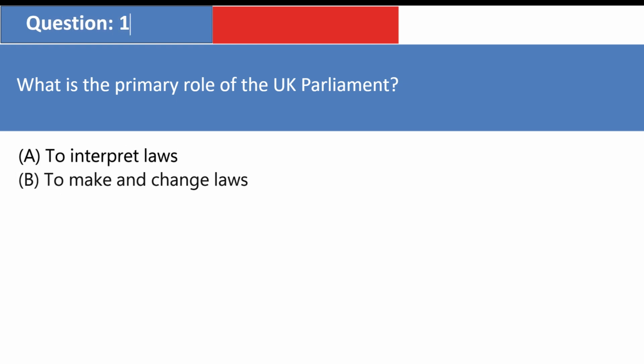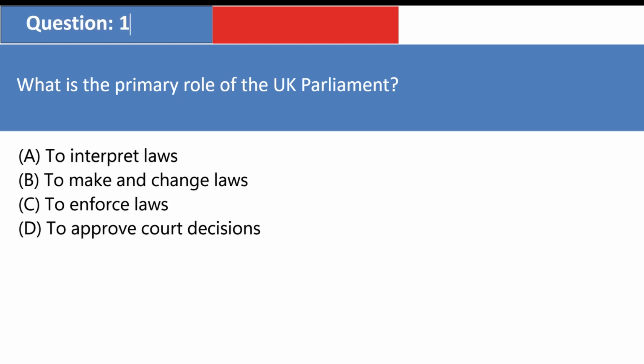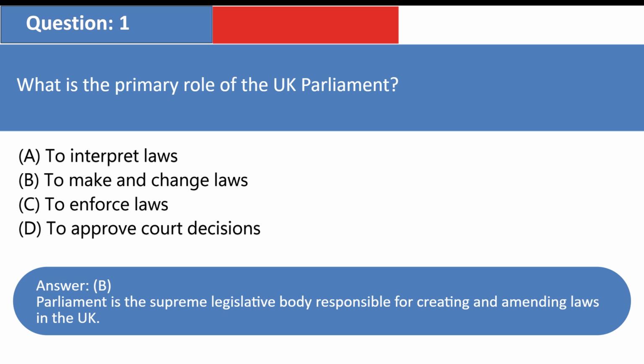What is the primary role of the UK Parliament? A. To interpret laws. B. To make and change laws. C. To enforce laws. D. To approve court decisions. Answer: B. Parliament is the supreme legislative body responsible for creating and amending laws in the UK.